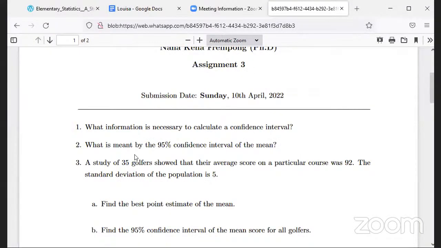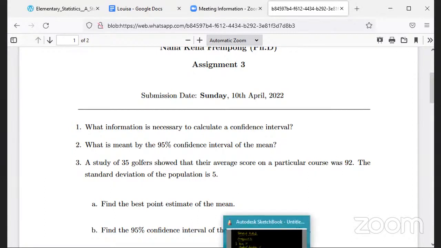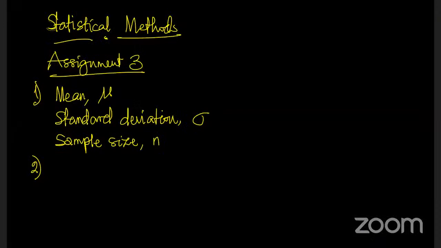Question number two. What is meant by the 95% confidence interval of the mean? Okay, this simply means that we are 95% confident that the population parameter or parameters we're given is between a given range of mean or between, say, X and X. Right, so I'm going to write that.